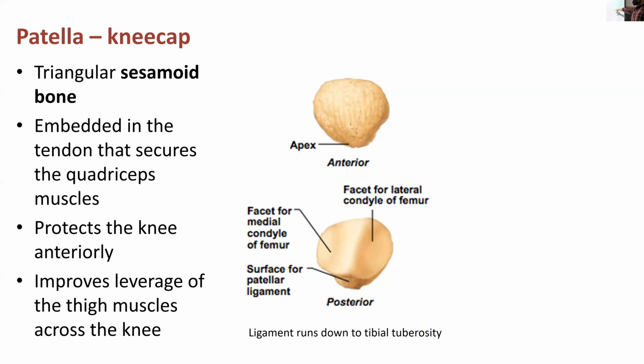I'm not going to ask you too many details about the patella. I would like you to be able to identify the anterior and posterior surface. You'll see in lab, it's really obvious. The posterior surface is really flat and smooth, because that's where it's articulating with the distal end of the femur. The anterior is very rough, because there are attachments for the tendons across there. I think that's all I want to say about the patella.